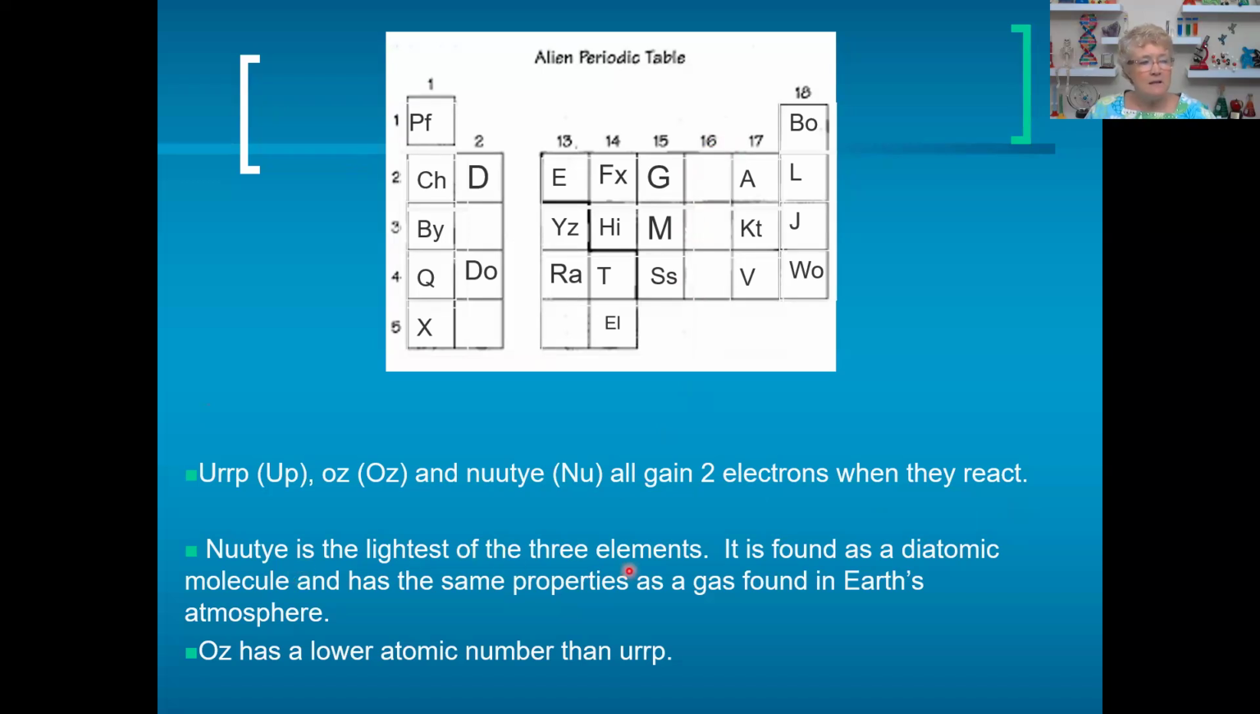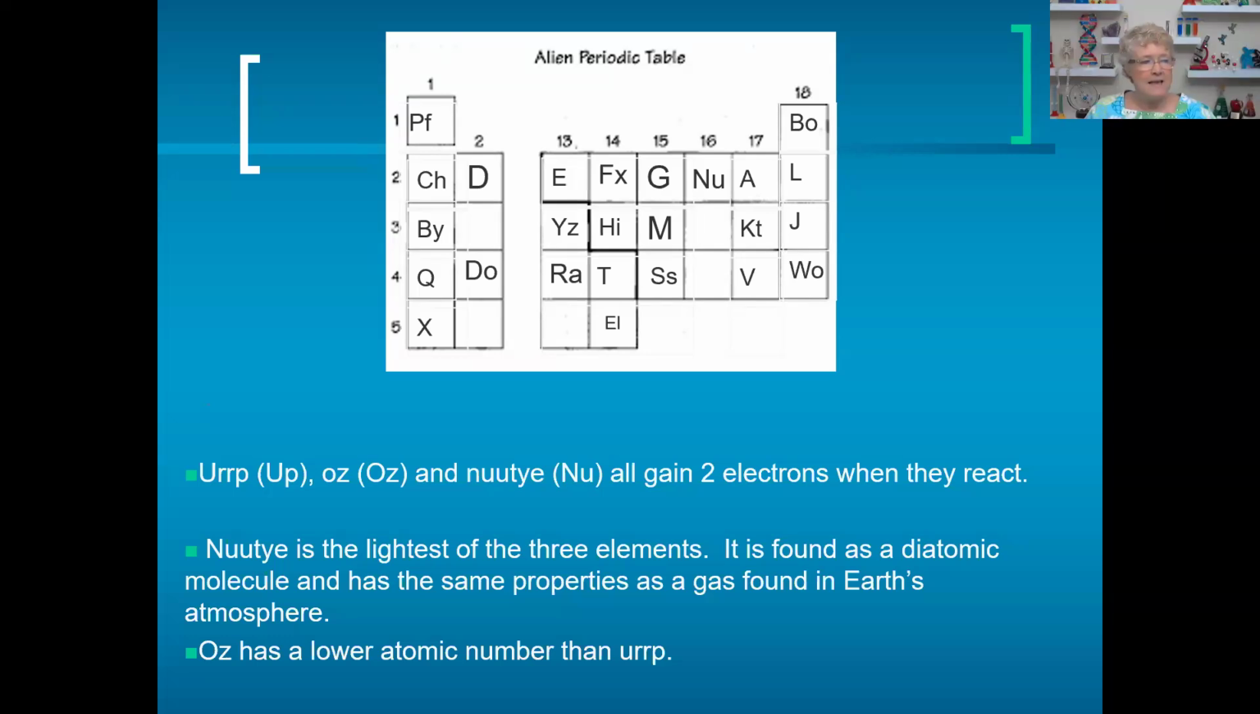Nuyut is the lightest of the 3. It is found as a diatomic molecule and has the same properties as a gas found in Earth's atmosphere. All right, you guys remember what group 16 is on our periodic table? What's it called? Yeah, it is the oxygen group. So where does Nu, which is Nuyut, where does that go? 16-2. You got it. 16-2. Top. Yeah, very good.